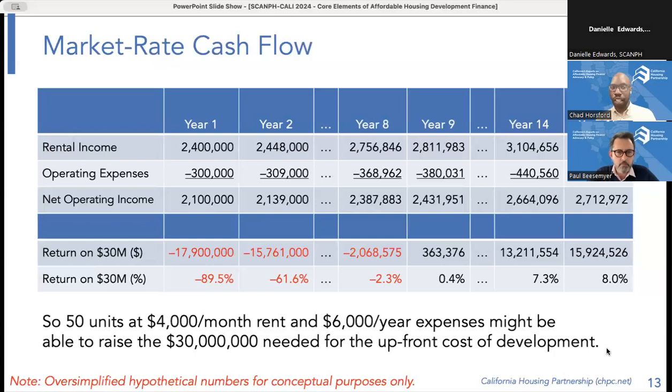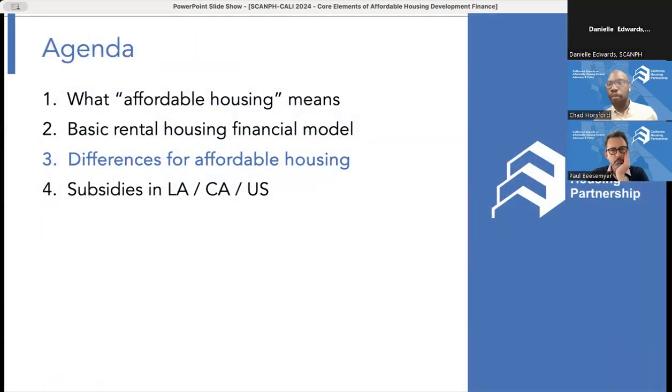So based on 50 units and $4,000 a month in rent and $6,000 per year in expenses, we're roughly estimating that as an investor, you'd raise $30 million for the upfront cost of development. Now we'll walk through a bit of how this is different for an affordable housing development, and Paul will do that.